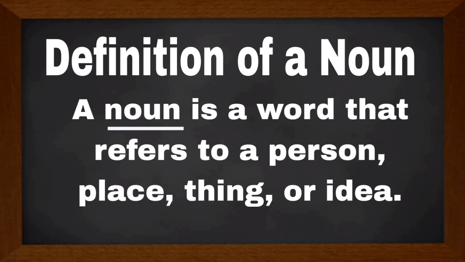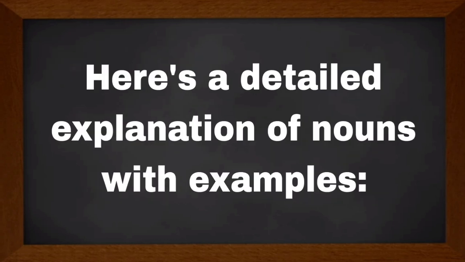What is a noun? Definition of a noun. A noun is a word that refers to a person, place, thing or idea. Here is a detailed explanation of nouns with examples.